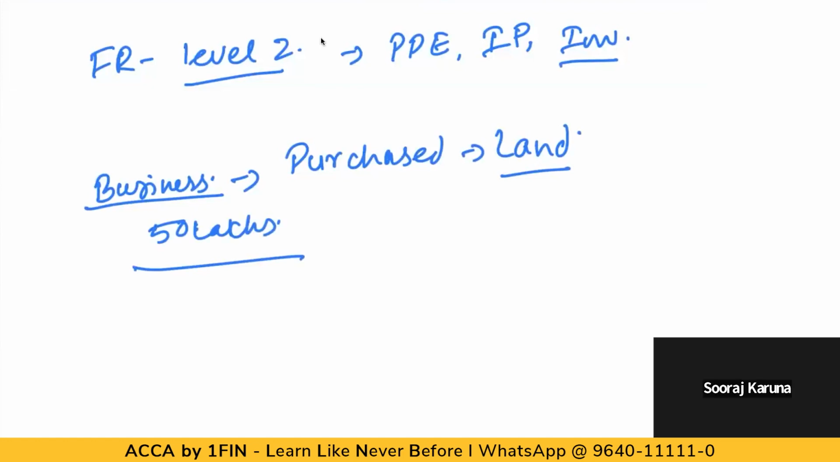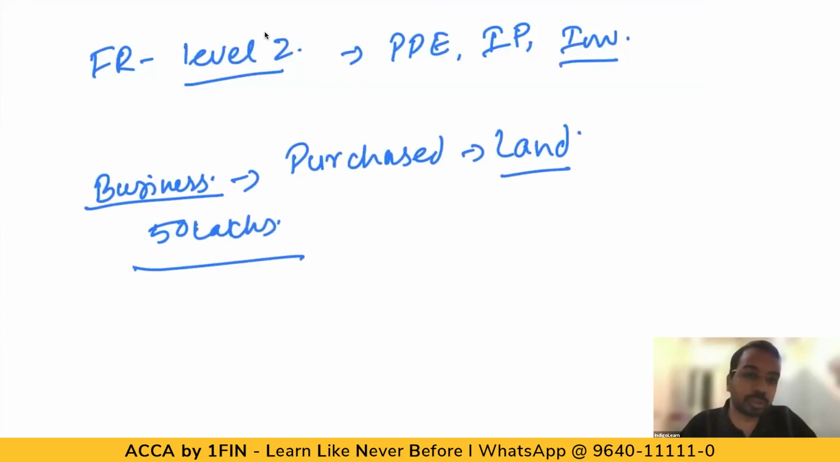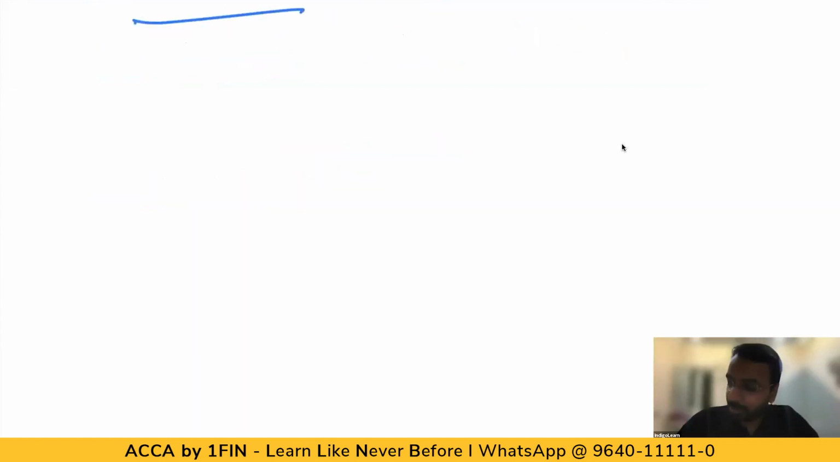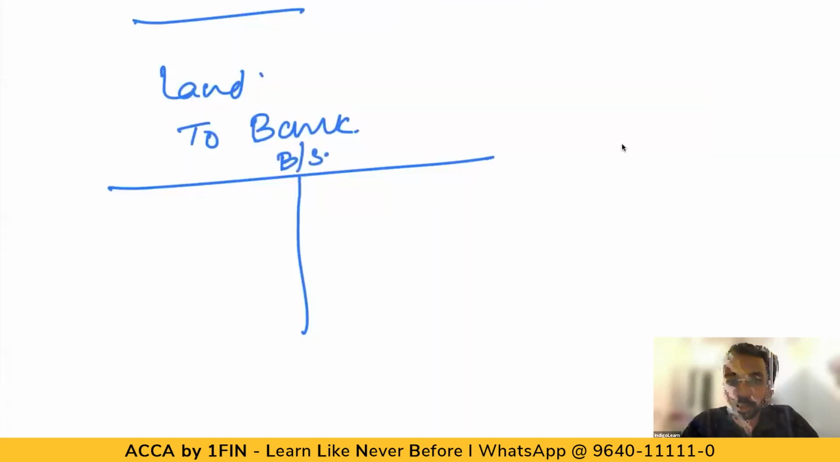Land account debit to bank account. Land to bank. Now, where will you show this land in the balance sheet? Okay, so everybody said land account debit to bank. All of us know this. Now, if I prepare a balance sheet, how will you show it in the balance sheet? On the asset side. Under the asset side, where will you show this? PPE. Someone said fixed asset.